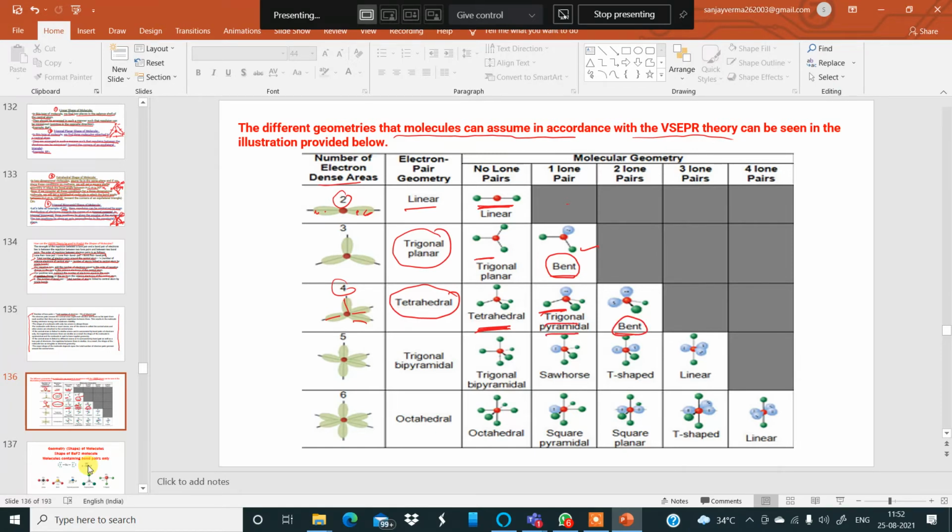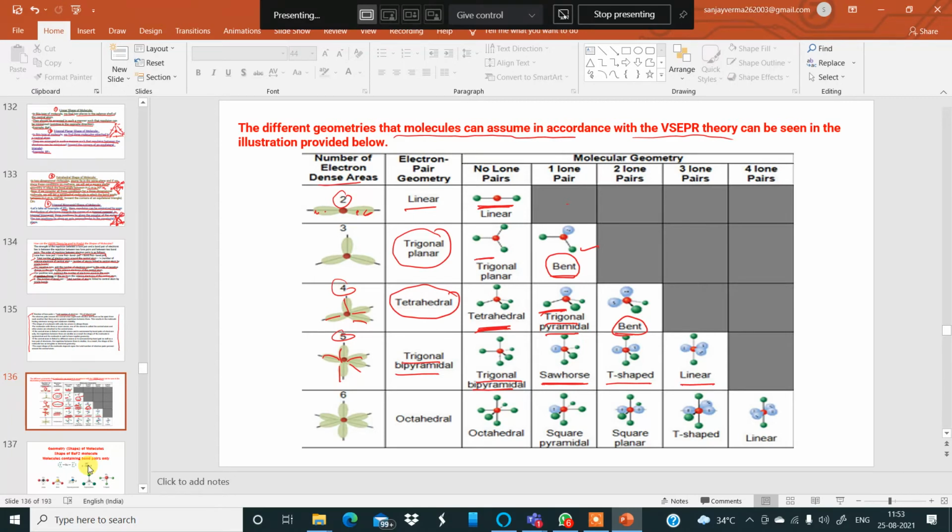Then if electron dense area is 5, 1 over here, 2, 3, 4, and 5. That time we have trigonal bipyramidal. If there are no lone pairs, its shape is trigonal bipyramidal. If there is a lone pair, then it is a sawhorse. You know what is a sawhorse? Chakale chukule. Have you heard of chakale chukule in Nepali? If you go to the park, you see there is a sawhorse. Yes, sir. Okay. Then after that, if there are two lone pairs, then it is T-shaped. If there are three lone pairs, it will become linear again.